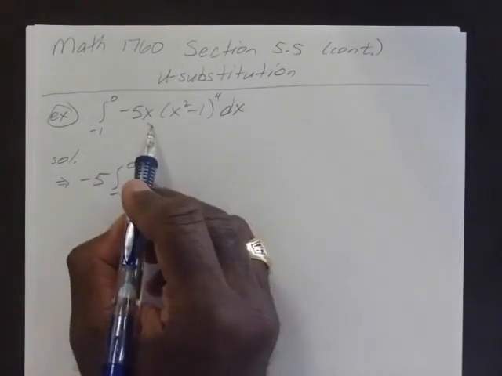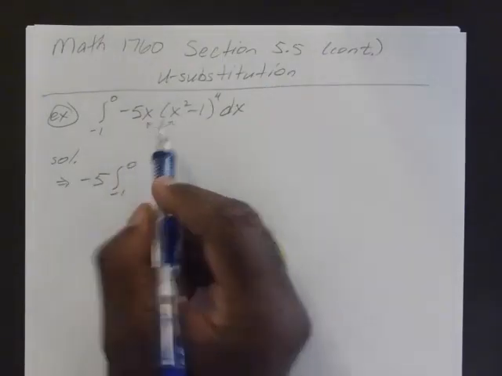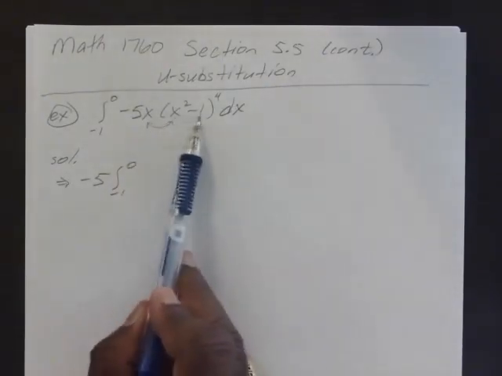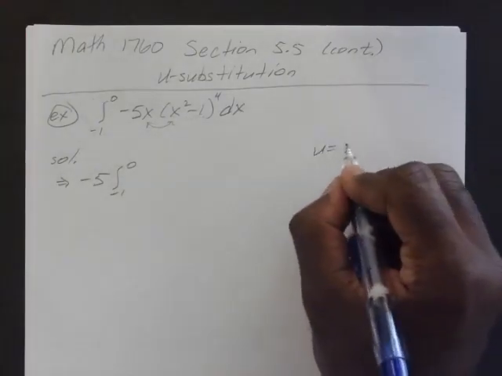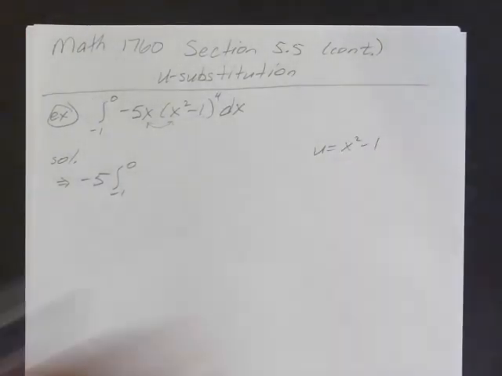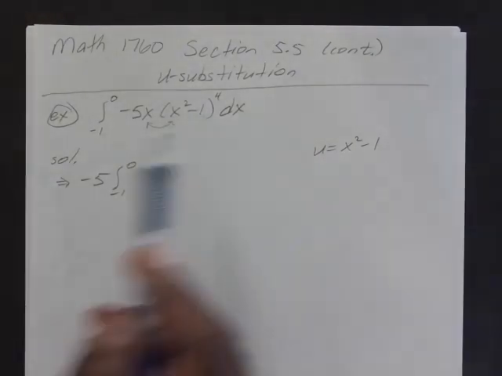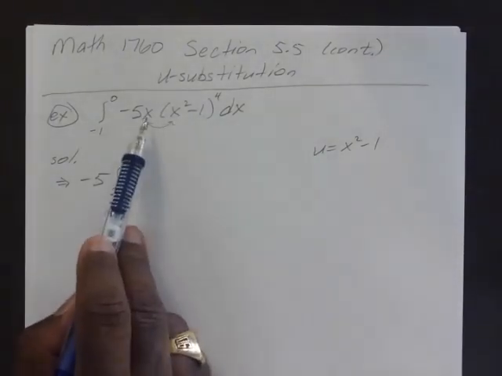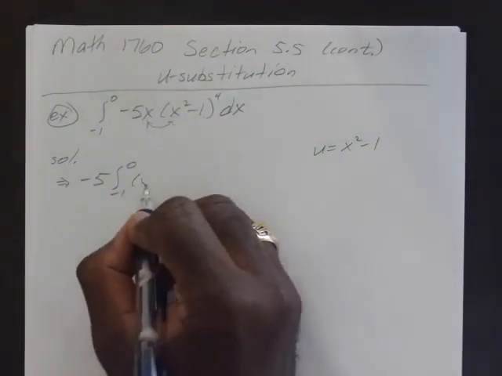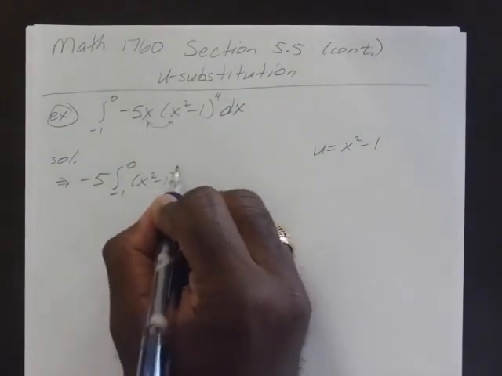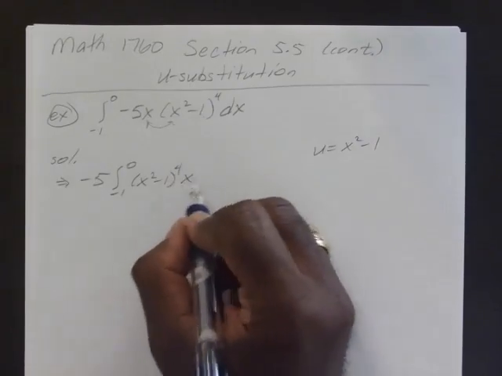Okay, and I'm going to switch these two up, only because I know that I'm going to make x squared minus 1 my u. And when I take that derivative, it's going to give me an x. So I'm going to move that x next to that dx. So we have x squared minus 1 to the 4th power times x dx.